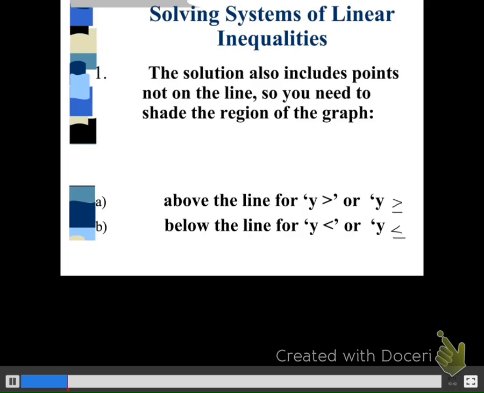Now, you need to remember that the solution also includes points not on the line, because these are inequalities. So you need to shade the region of the graph. You shade above the line for y greater than or y greater than or equal to. And you shade below the line for y less than or y less than or equal to.